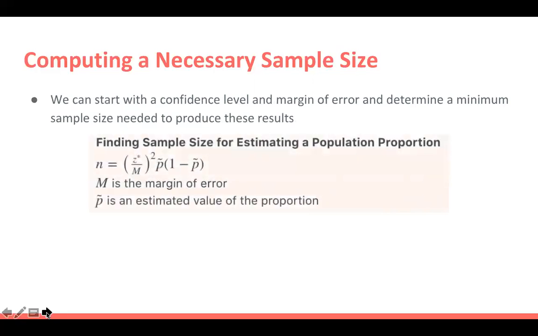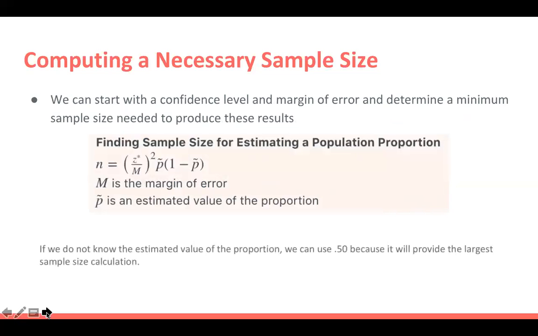So you can calculate this by, you need your margin of error and an estimated value of your proportion. So you would take z star divided by the margin of error and square that. Then multiply that by your estimated value proportion times 1 minus that same value proportion. And then you'll get the minimum sample size needed. So if you are not given an estimated value of the proportion, you can always use 0.50 because it will provide the largest sample size calculation in order to get a minimum sample size given a confidence level and margin of error.